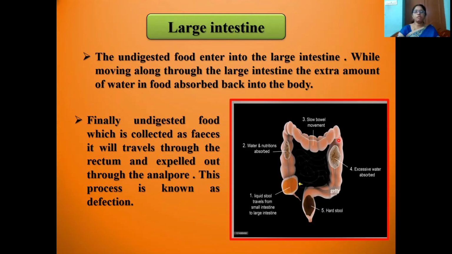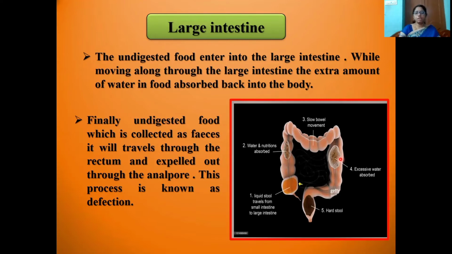The next part is the large intestine. Children, we can see this picture. This is the large intestine. The food enters from the small intestine into the large intestine. The undigested food enters the large intestine. While moving along through the large intestine, the extra amount of water in the food is absorbed back into the body.